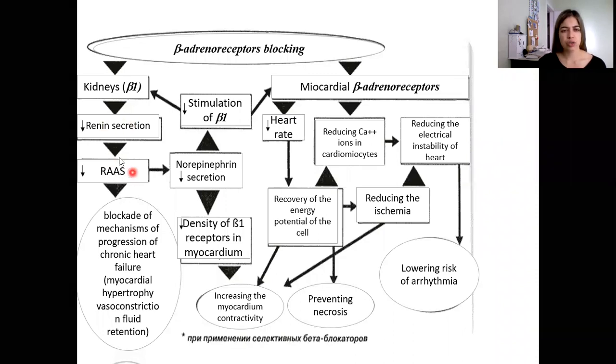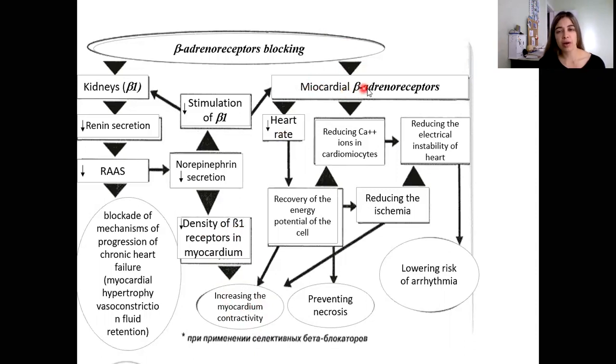That's why the renin-angiotensin-aldosterone system will also be reduced, which stops the norepinephrine secretion. Not stops, but doesn't help. Yes, and this all leads to decreasing the progression of chronic heart failure. This decreases the beta-1 receptors in the myocardium. This helps to increase the myocardium contractility, because when we have more beta-1 receptors, they are less sensitive. And when we have less of them, they are more sensitive.